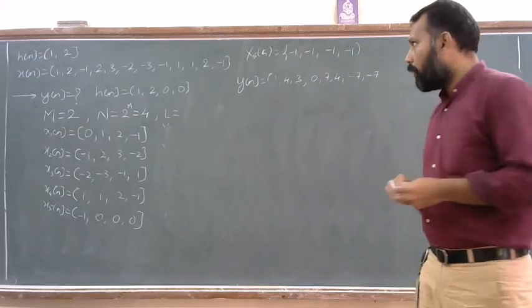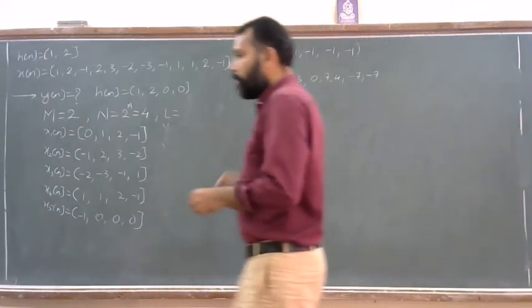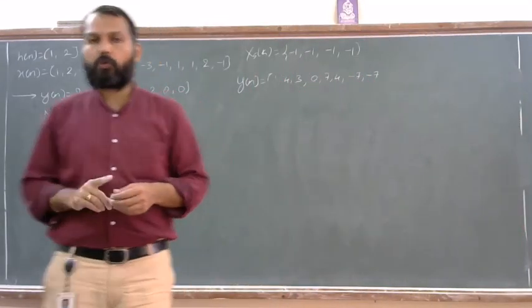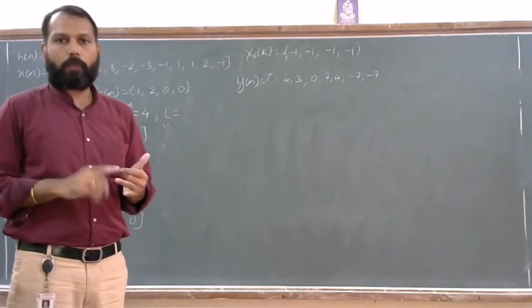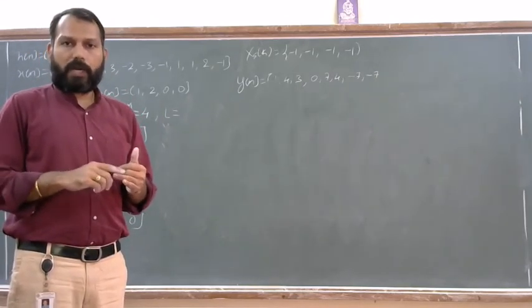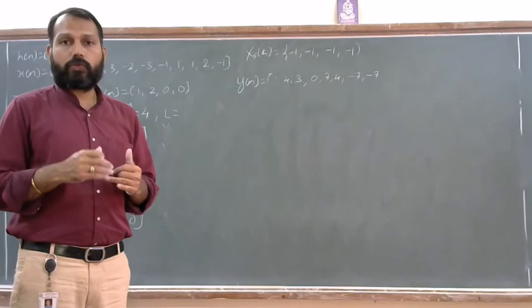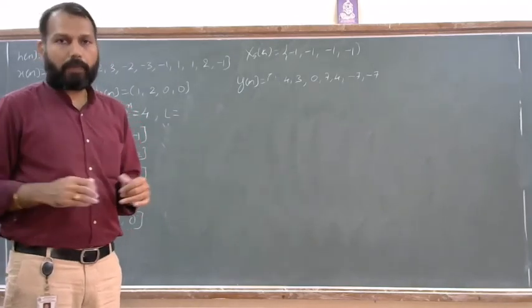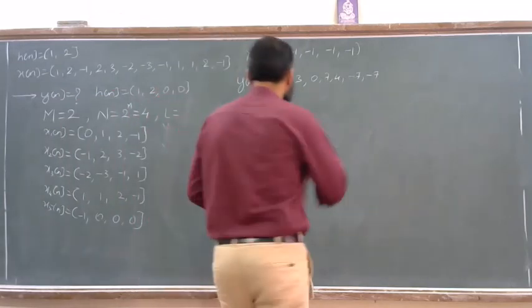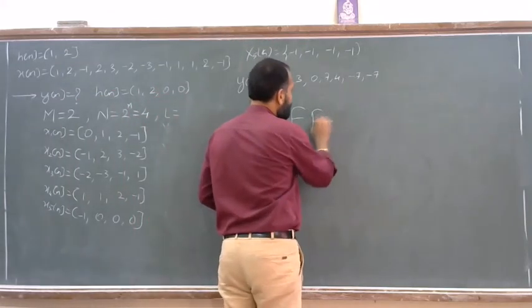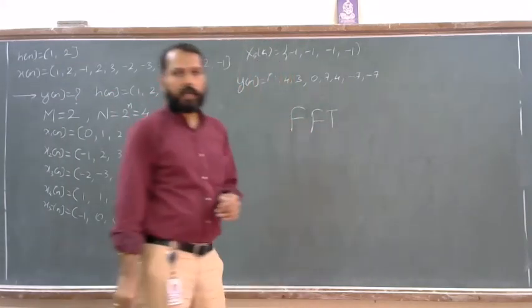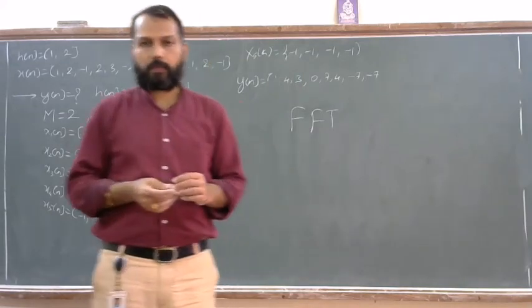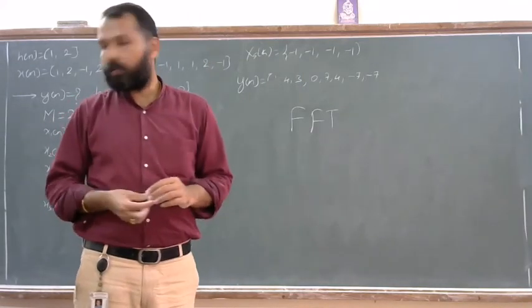So with this problem, we have finished the first part of module 2. Module 2 had two parts. In the first part we studied how to use DFT and IDFT for linear filtering. And in the second part, we'll be studying an important algorithm called FFT, fast Fourier transforms, starting from tomorrow's class.